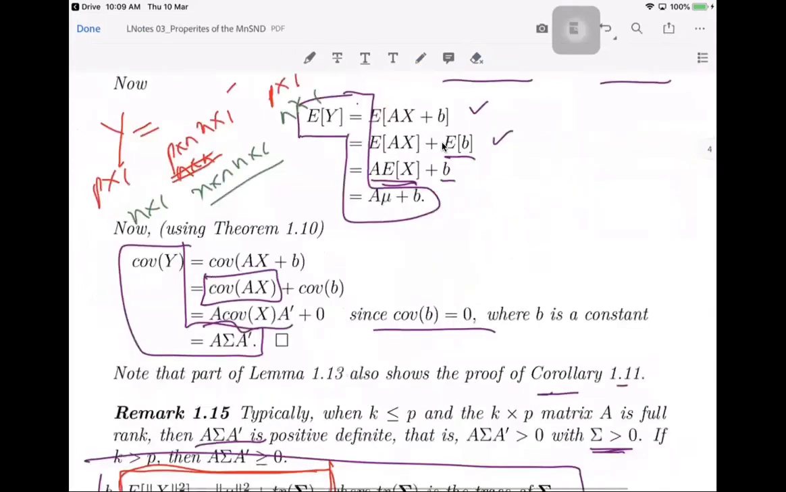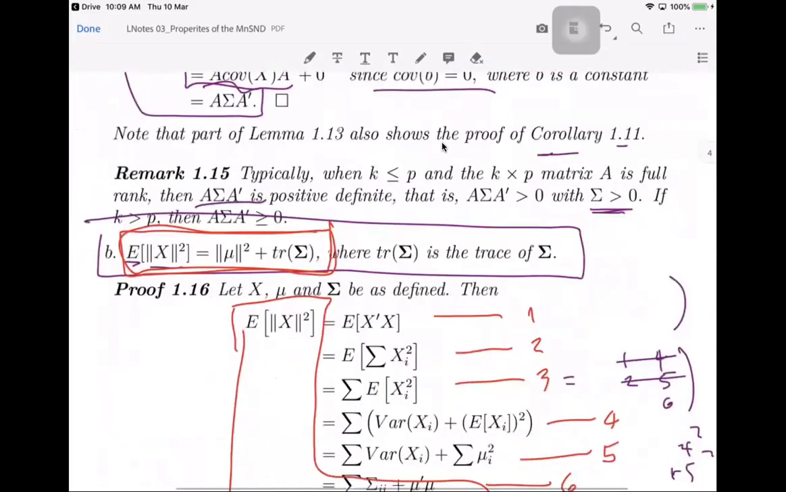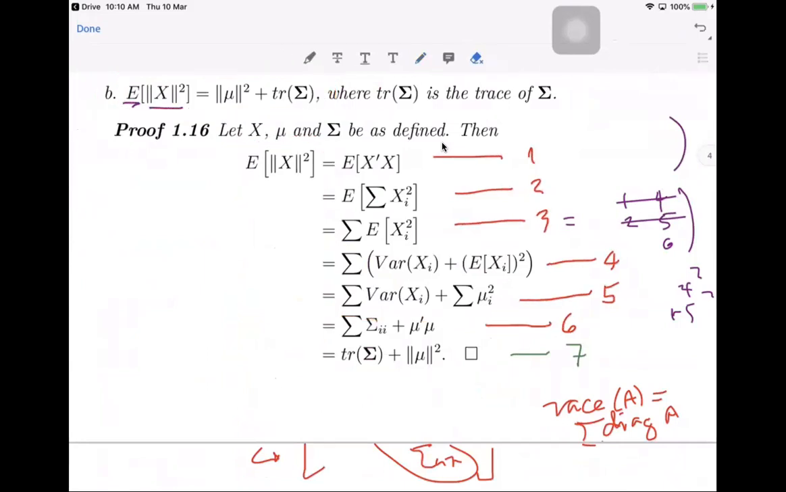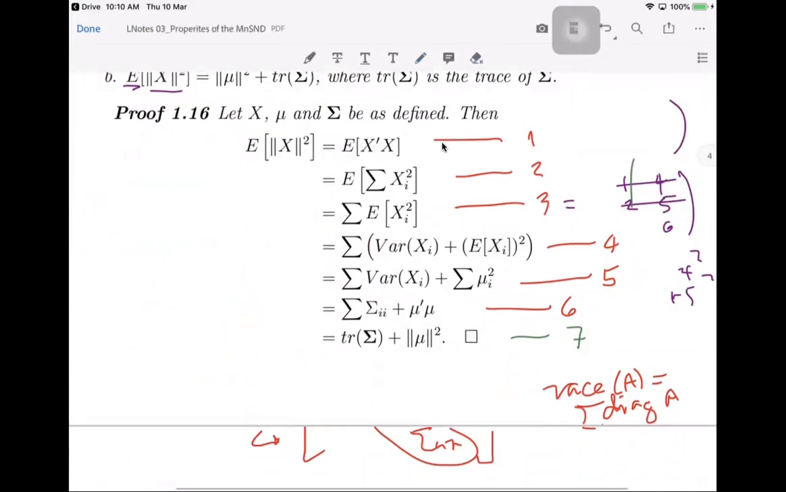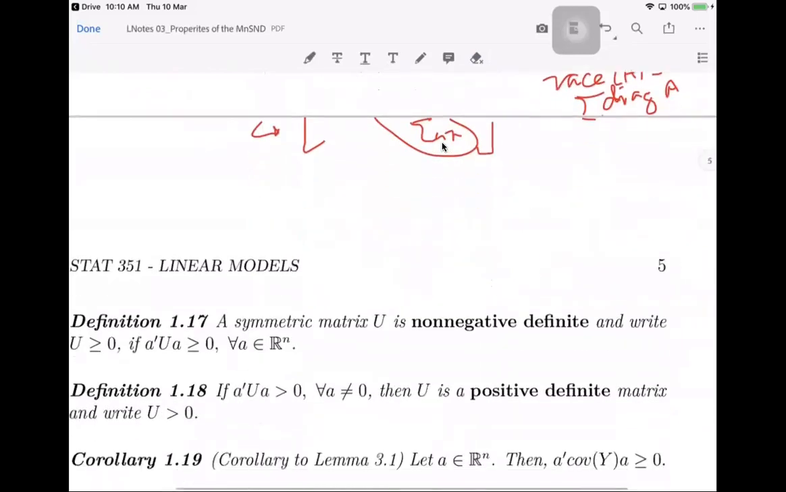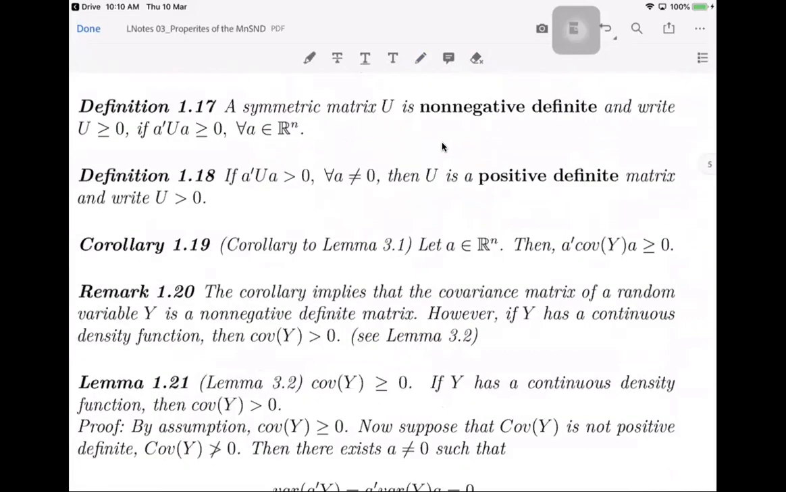Okay, so in this proof, I have line 1, 2, 3, 4, 5. Do you have questions on which line? Did you not understand? Nothing? So I will assume that's okay. The proof is okay. Let's look at these definitions here.